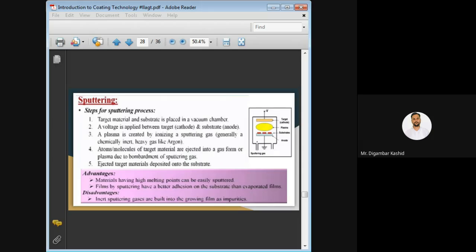So for efficient momentum transfer, the atomic weight of the sputtering gas like argon, neon, krypton, or xenon should be close to the atomic weight of the target, otherwise it is a little bit difficult.